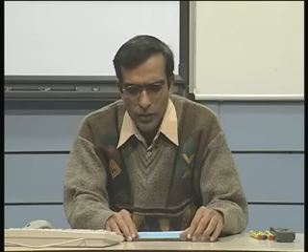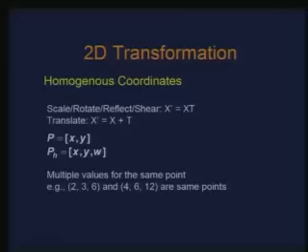Last time we started talking about transformations, primarily the 2D transformations. Let me recapitulate some of the points which we talked about last time, particularly dealing with the homogeneous coordinates. One of the motivations was to be able to represent the transformation in the form of a matrix, and have a uniform or unified representation for all the transformations.